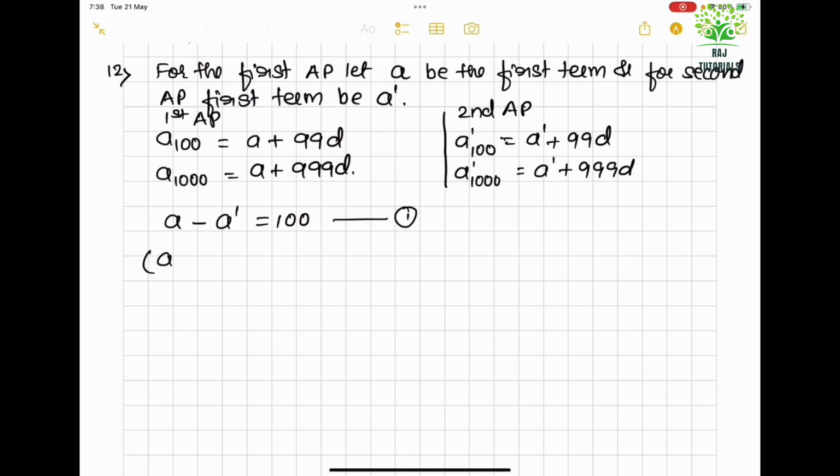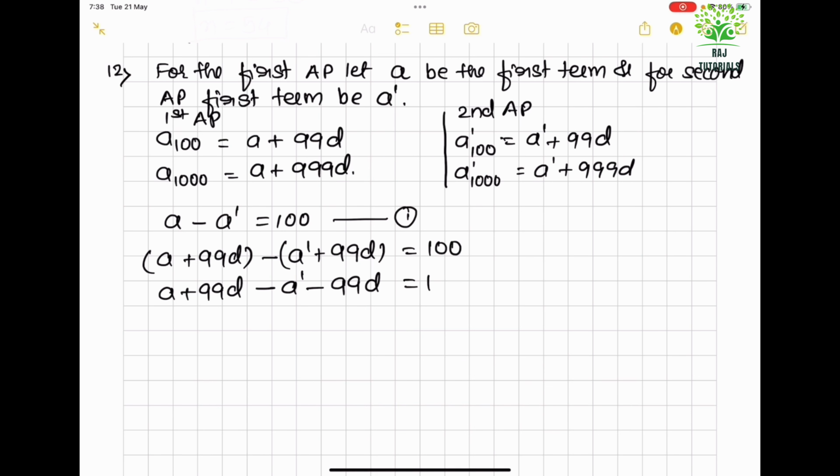So can I say A minus A dash equals 100? We can put the values: (A plus 99D) minus (A dash plus 99D) equals 100. If I open the bracket, A minus A dash minus 99D equals 100. So 99D will get cancelled. So A minus A dash equals 100. I got this second equation.